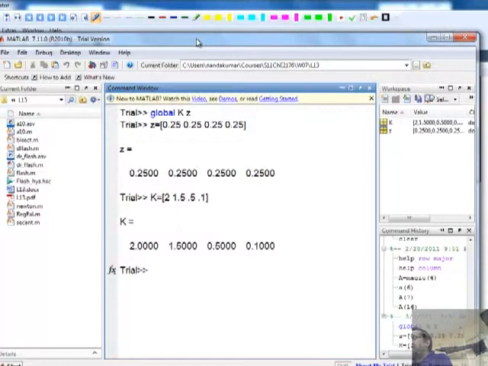Okay? So I have declared K and Z to be global. I have defined their values. Now I can call any of the functions that I have built so far. I have built bisect and regula falsi.